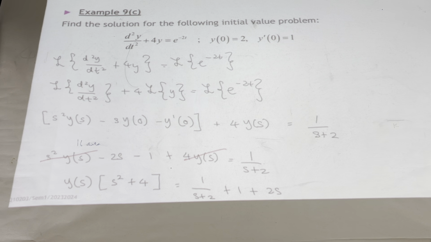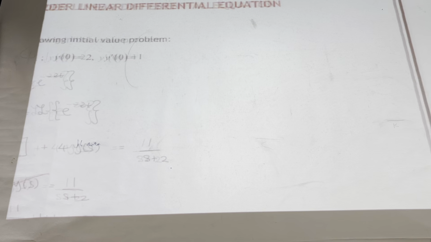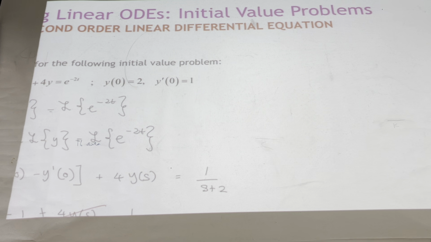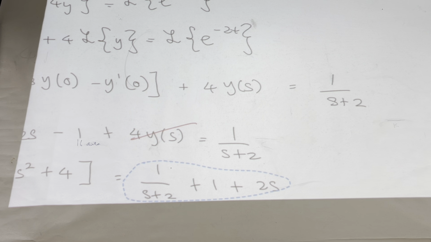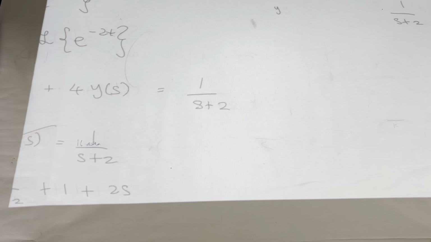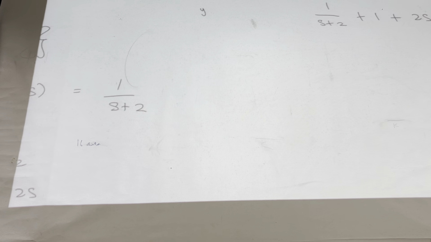Alright, so simplify this one. Simplify this one. So macam mana nak simplify? Tak boleh berusaha juga. Next sedikit. Copy. Dia aku dulu YS, s square plus 4.